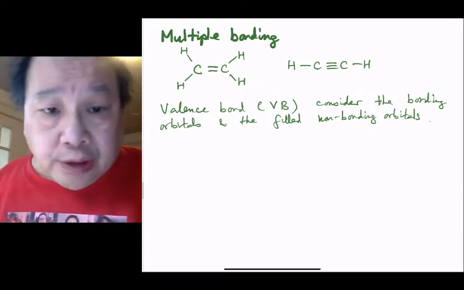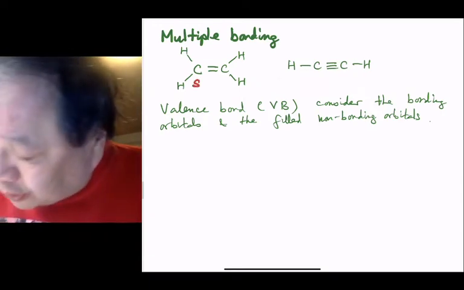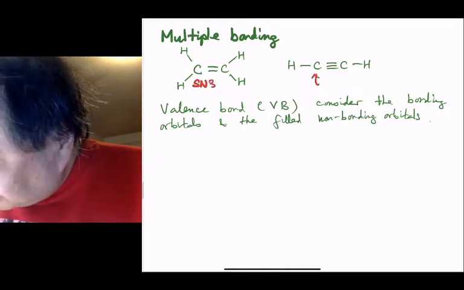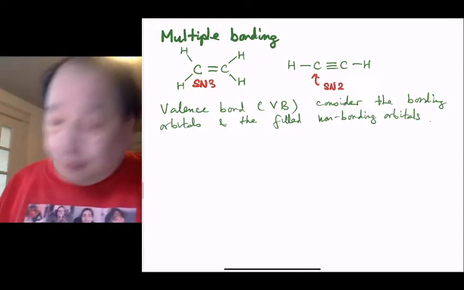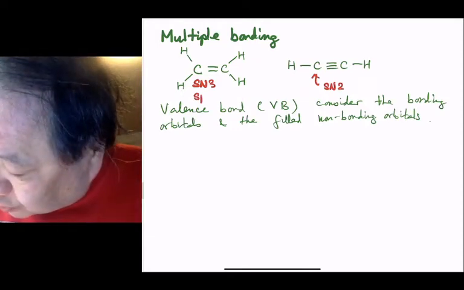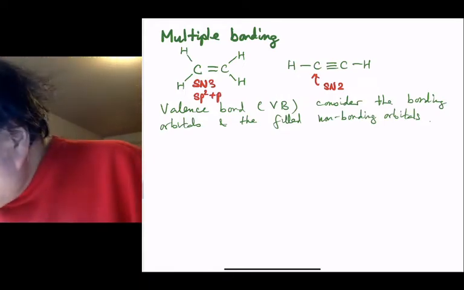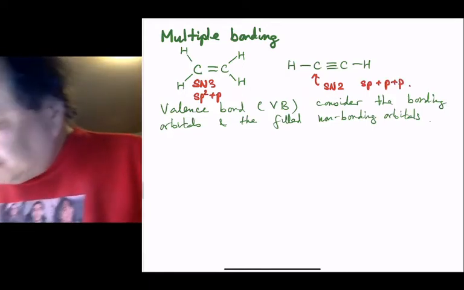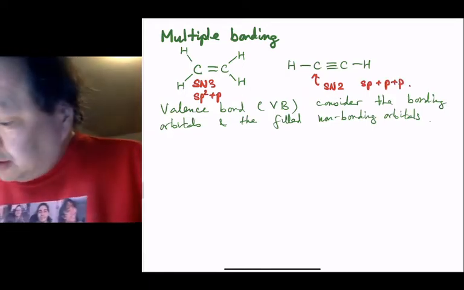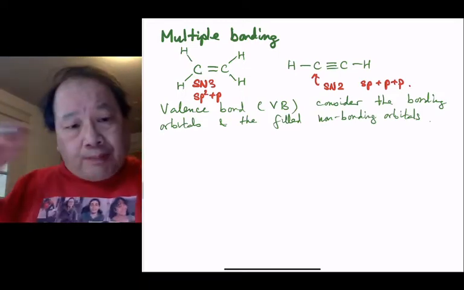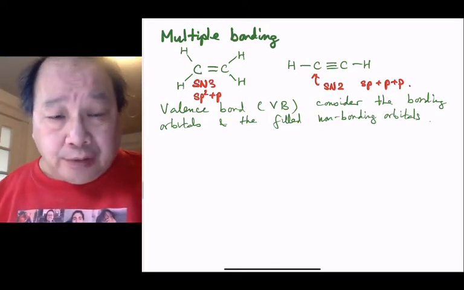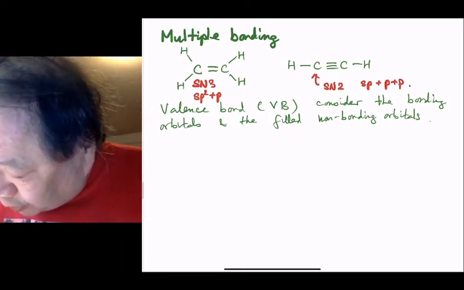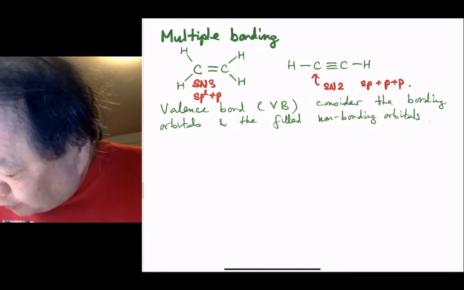This carbon is what steric number? This one right here is steric number 3. This carbon here is steric number 2. We're going to use sp2 plus p hybridization here, and sp plus p hybridization. And if we just want to look at the bonding orbitals, the best thing to do is just imagine in your mind what sp2 plus p looks like. And I'm just going to draw the framework. This is the framework. There.